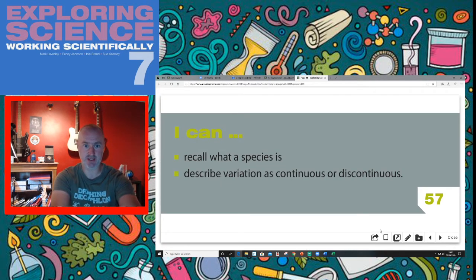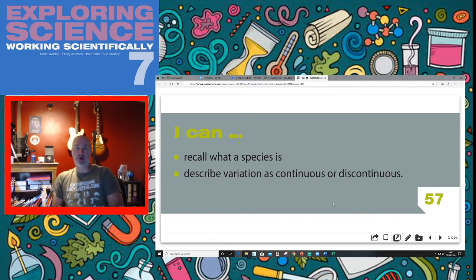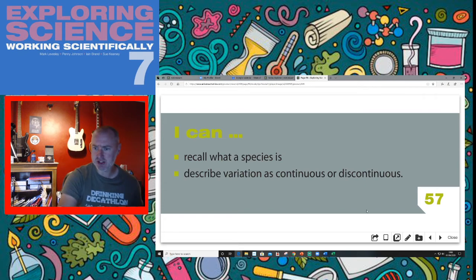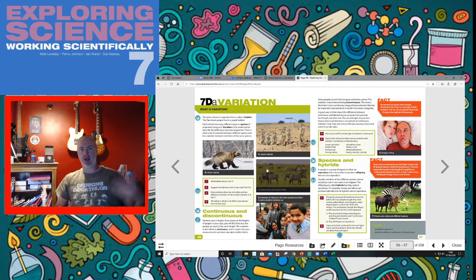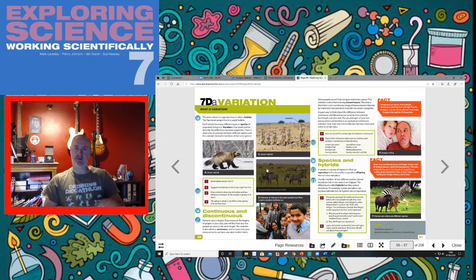But here are the objectives as laid out by the book. We're going to recall what a species is, because quite often we talk about variation within a species. And then we're going to describe two types of variation, continuous or discontinuous. So we'll start with what a species is, because it is a word that we use all the time. You know, we talk about species of dogs, species of cats, species of whatever. But do we actually know how to properly define it?